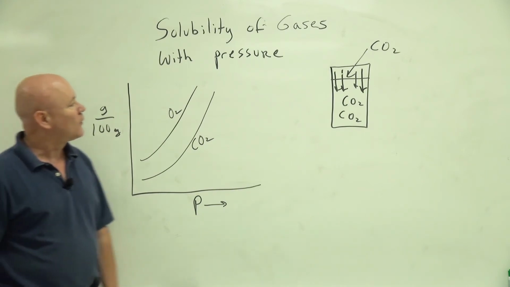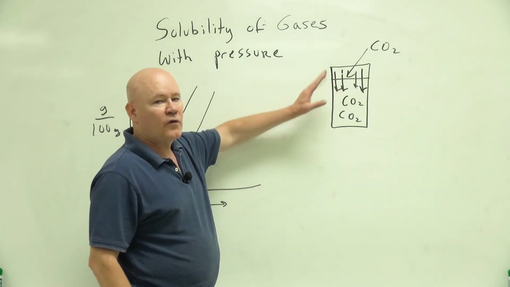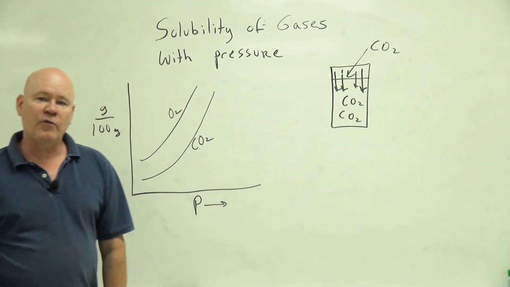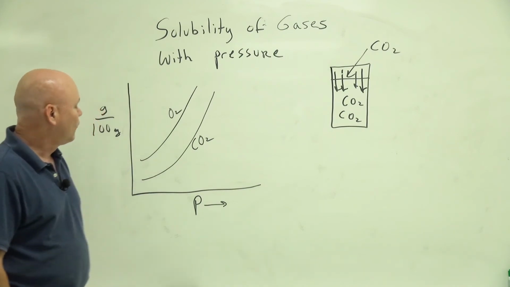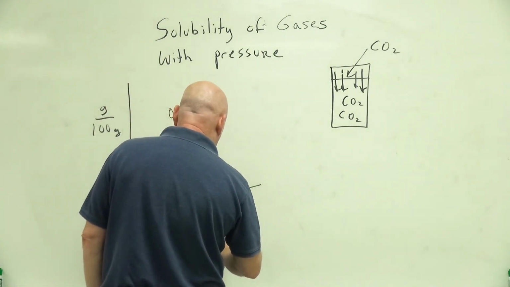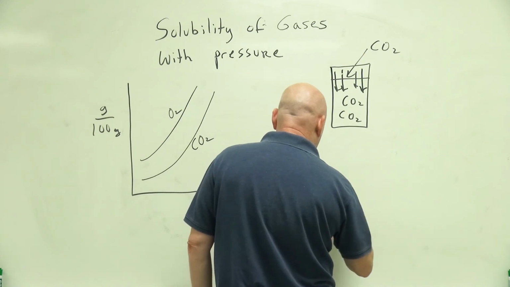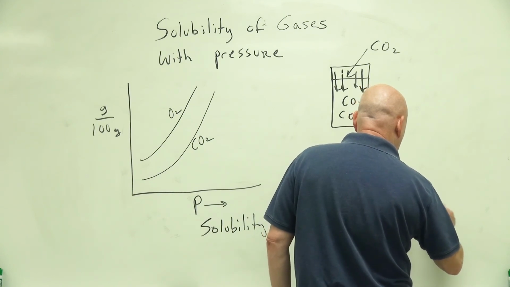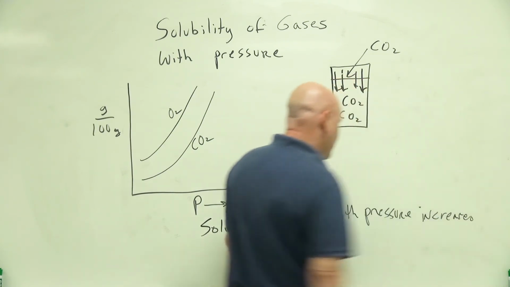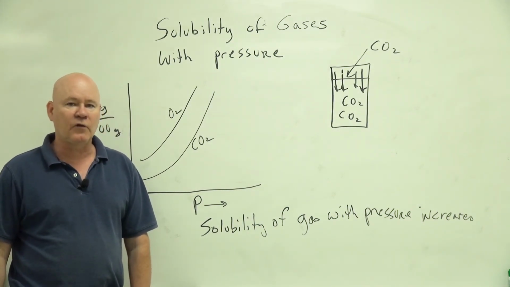So to help us remember that, we're going to have to remember what's going on with Pepsi or Coke. And that's how it's made. It's under pressure, and it's the pressure that's pushing the CO2 into the soda to make the carbonated bubbles after you open it up. So solubility of gases with pressure goes up. We're going to say that it increases. The solubility of gas with pressure increases. The more pressure you put on the gas, the more gas is going to dissolve in the soda or in the solution.